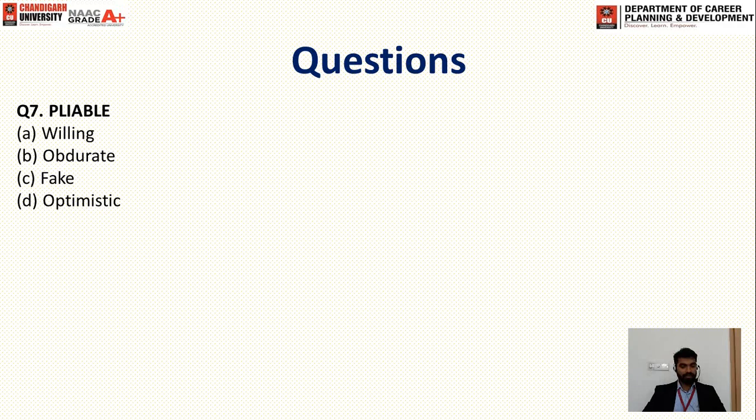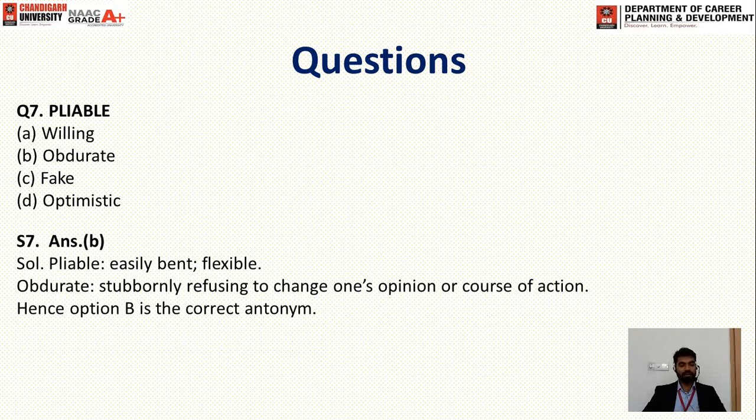Question number 7 is pliable. We have 4 options: willing, obdurate, fake and optimistic. The word pliable means flexible. So you need to find a word that gives a meaning that the person is not flexible. That means you should be looking for a synonym of stubborn. The word is obdurate. Pliable means easily bent and flexible. Obdurate is refusing to change one's opinion or course of action. So option number B is the correct antonym.